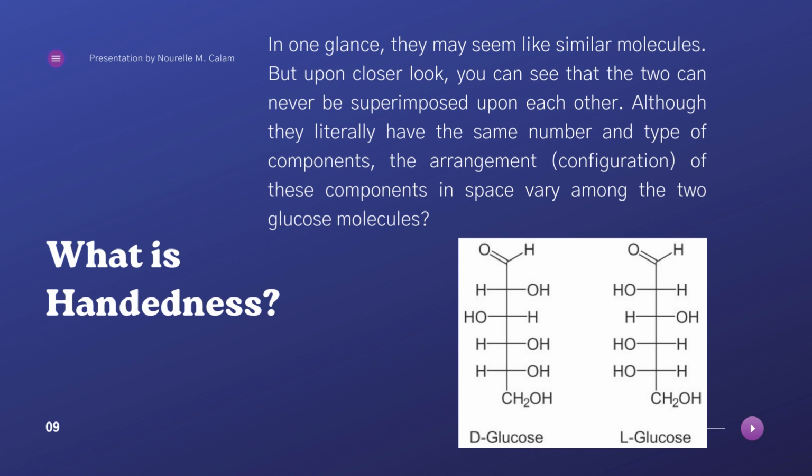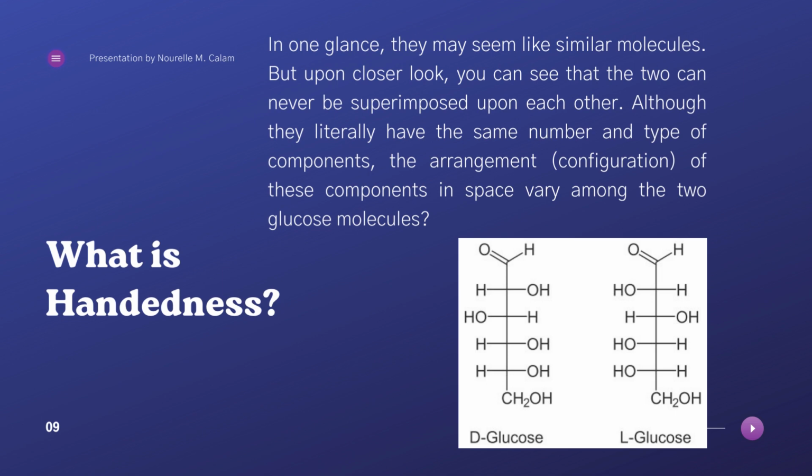If you can observe the arrangement of the H and OH among the two glucose molecules, you can see that they differ in the configuration of the H and OH components, right? If you take a closer look, you can see that they actually mirror one another. There are two mirror images which cannot be superimposed upon each other, therefore making them two different types of glucose molecules.